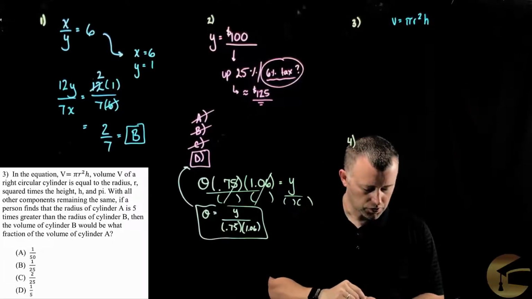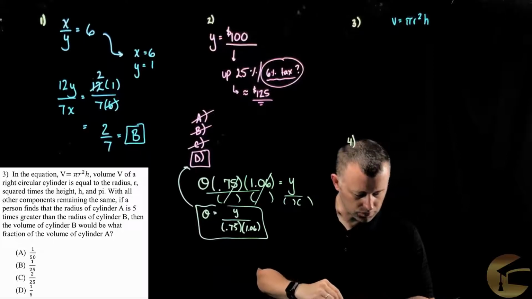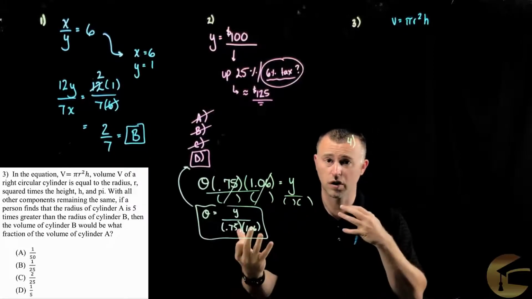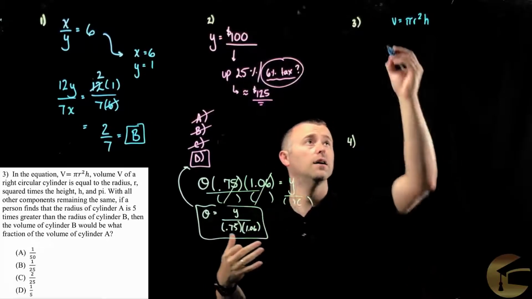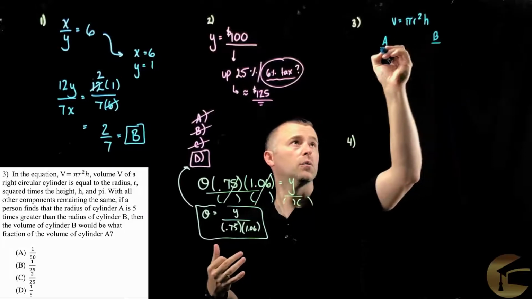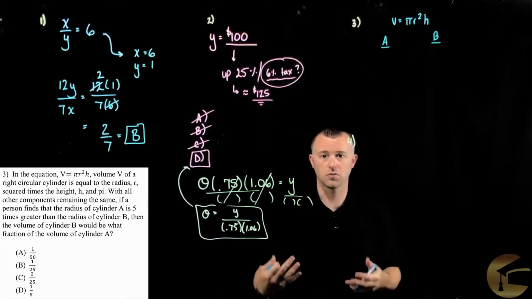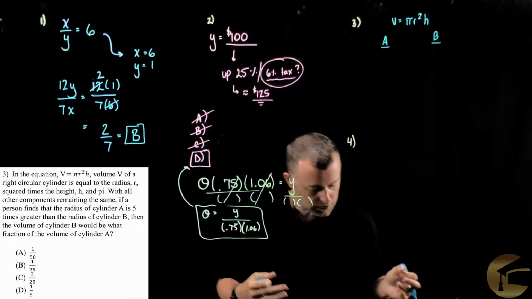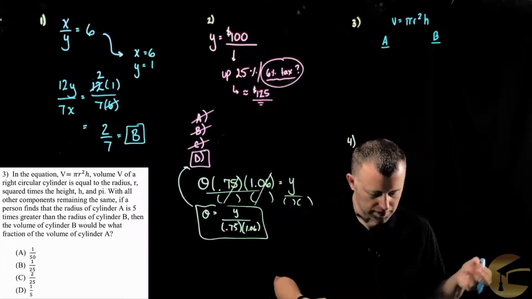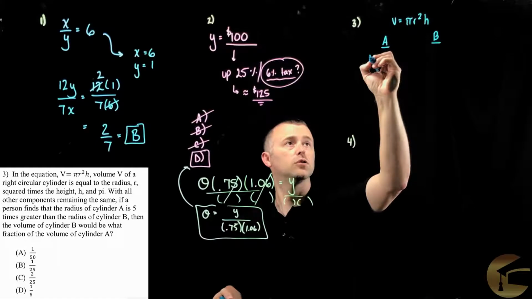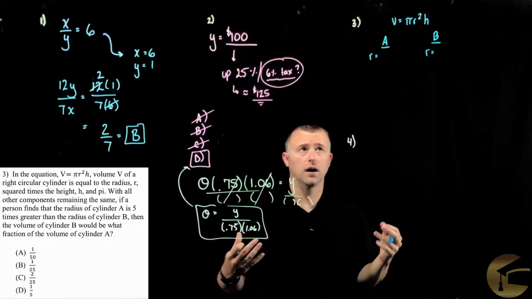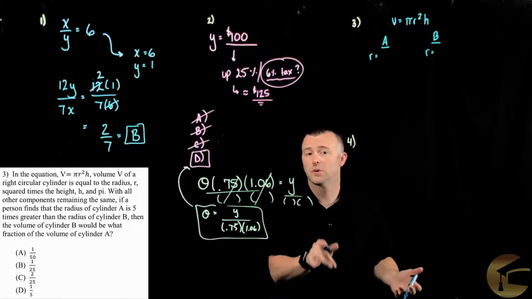So with all other components remaining the same, if a person finds that the radius of cylinder A is 5 times greater than the radius of cylinder B. So they're talking about 2 cylinders. Usually when they do that, I like to set up A and B. I'm going to write down the information separately in its own column. And they're telling me right off the bat, the radius of cylinder A is 5 times that of B. So we have the 2 radii, and this is where the plugging in comes in, because I don't know what the radius is, but I know the relationship.